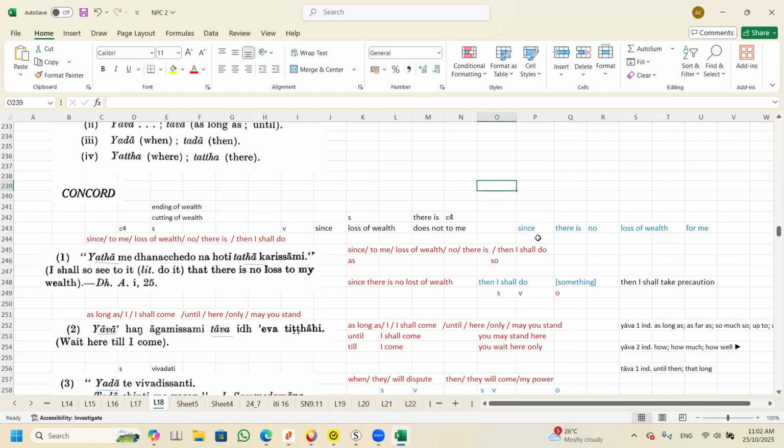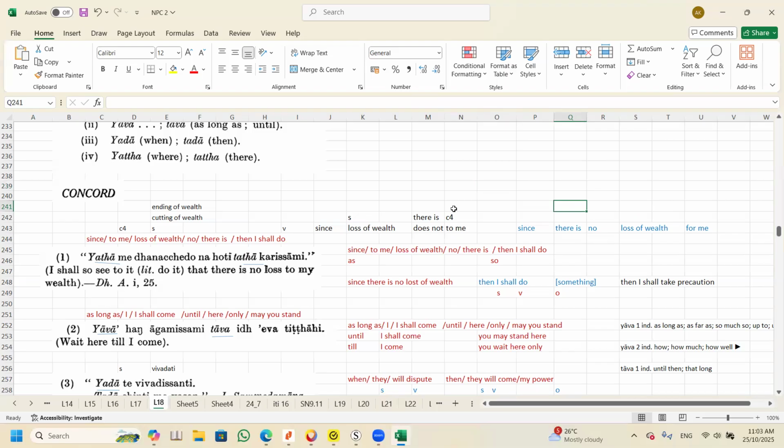You have to put: since there is no loss of wealth for me. You see how the whole thing two becomes four, because two is the same because this is dative. So the subject we put in this way, because normally in English there is "there is no". So this is a structure of English. Remember the structure of English.